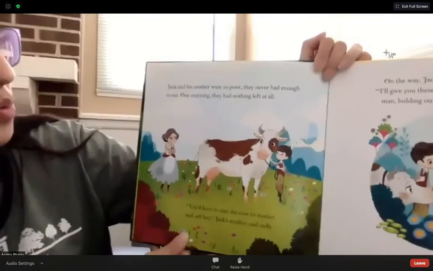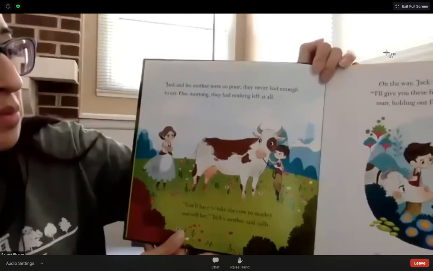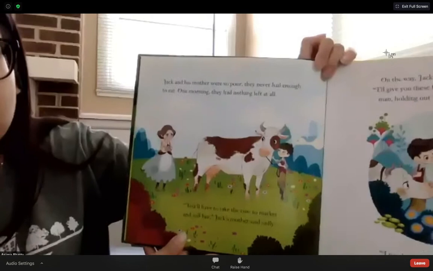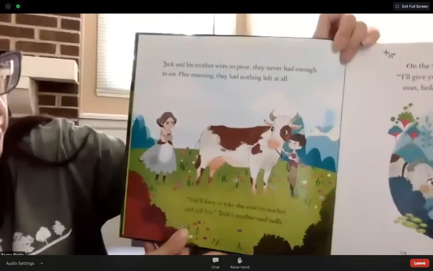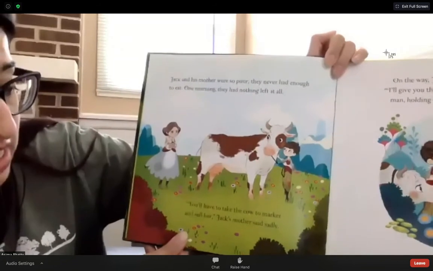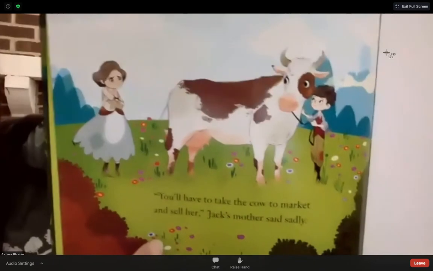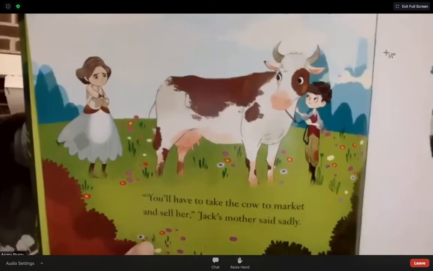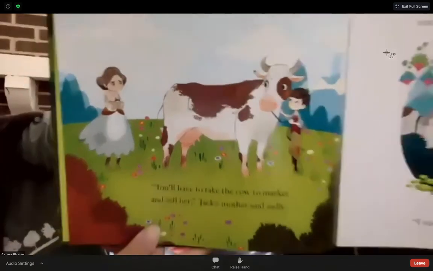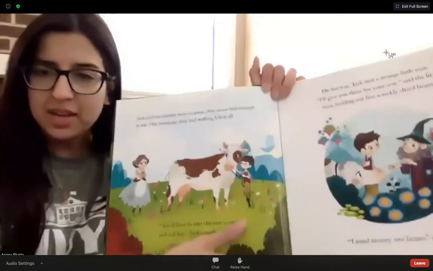Jack and his mother were so poor that they never had enough to eat. One morning, they had nothing left at all. "You'll have to take the cow to market and sell her," Jack's mother said sadly. Oh, and we can really see on her face how sad she is and how worried she is. It's really important for us to look at the illustrations too, so we can understand how the characters might be feeling.